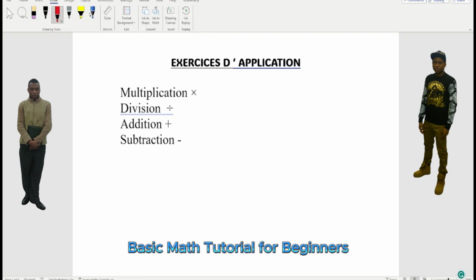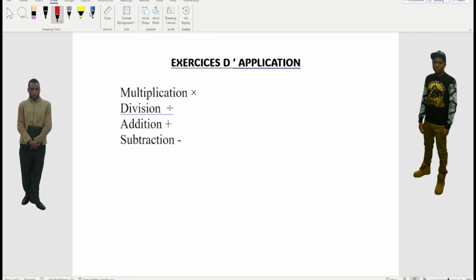So when we do the exercise, you guys gonna understand, okay? Because what's happening is we're gonna do the part of multiplication, division, addition, subtraction, okay? So for the symbol for multiplication, we use this. For the division, we use this. For the addition, we use this. For subtraction, we use this one. Okay?